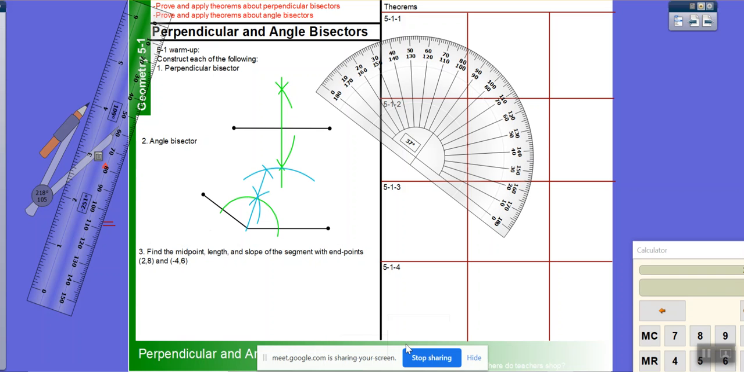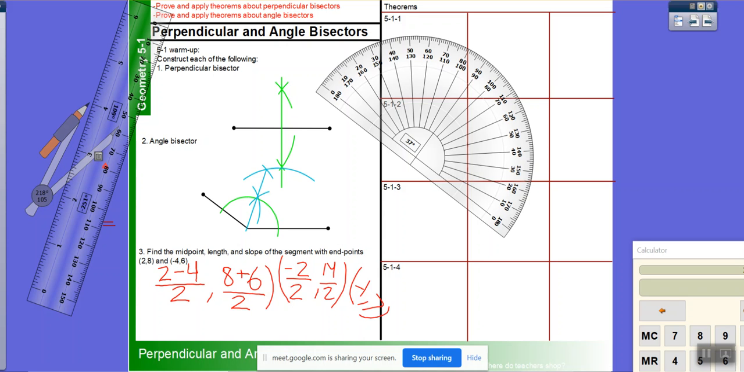Okay, so I did 2 minus 4 over 2, comma, let's see, 8 plus 6 over 2, and that is negative 2 over 2, comma, 14 over 2. So then the coordinate I got was negative 1, comma 7.